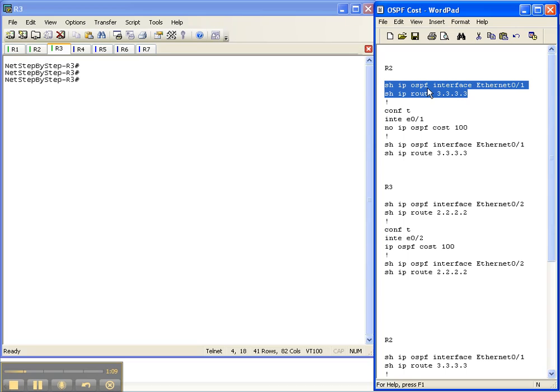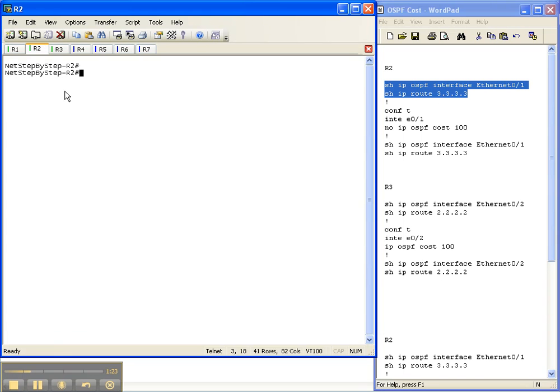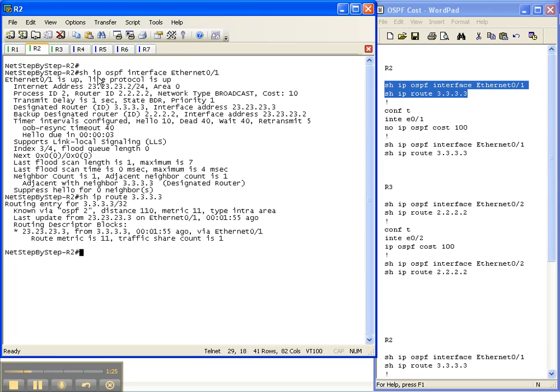The baseline show commands that I would like to do on router 2 is show IP OSPF interface, and then the interface on router 2 that connects to router 3, and then the show IP route for the loopback 3 address of 3.3.3.3. So let's put those commands in. We see for router 2 to go out the interface that connects to router 3 is a cost of 10. Then we come down here and look at the show IP route to get to the loopback address, and we see that it's a metric or a cost of 11.